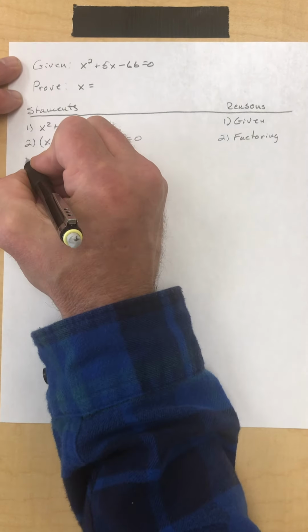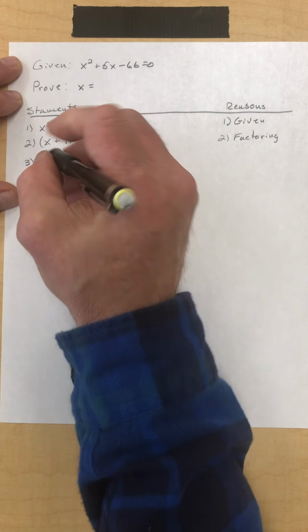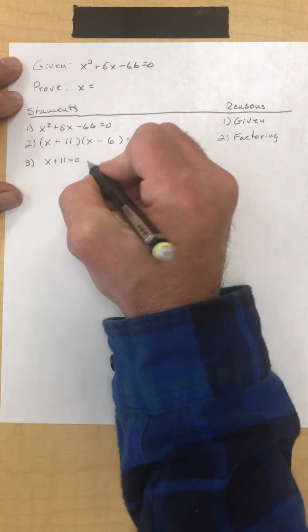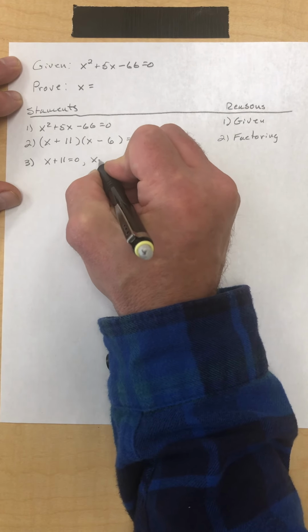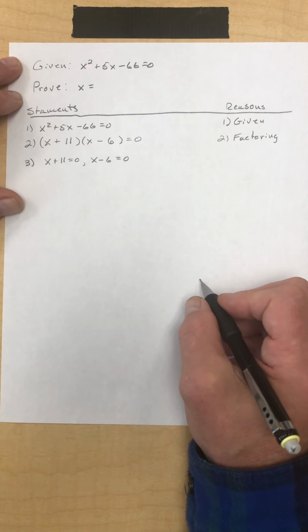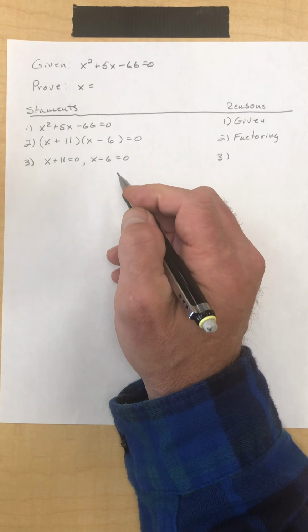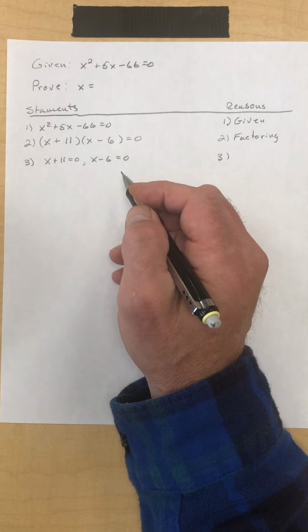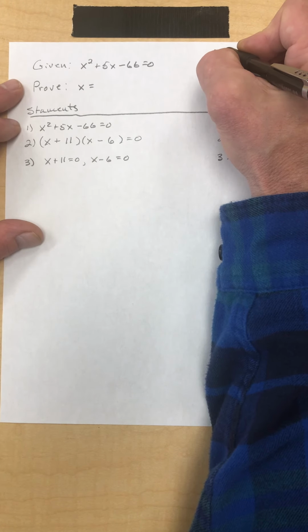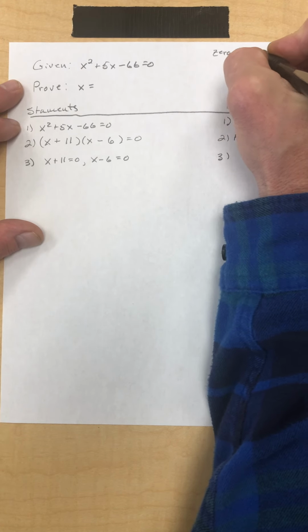So what do we do next? We take each of these and set them equal to 0. So we have x plus 11 equals 0, and x minus 6 equals 0. What do we say for our reason? Well, I brought this up earlier this year. This is the zero product property.